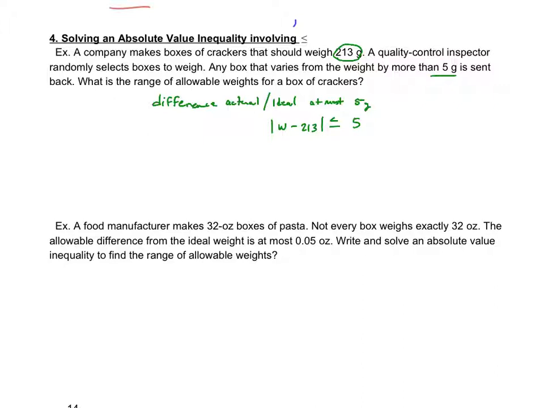So we have the actual, which is what we weigh, minus the ideal weight, which is identified in the problem, and it has to be less than or equal to 5 grams. That's all the difference that we can have, otherwise they send it back, wasting too much money, wasting too much product, decreasing the profit. So when I solve this, now I've come up with the absolute value inequality. I go ahead and solve it just like I did before.